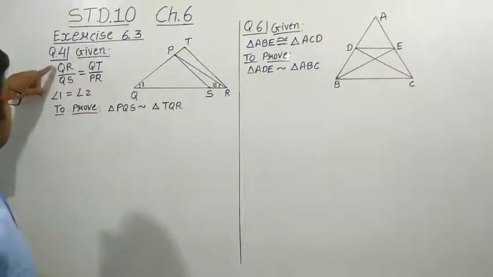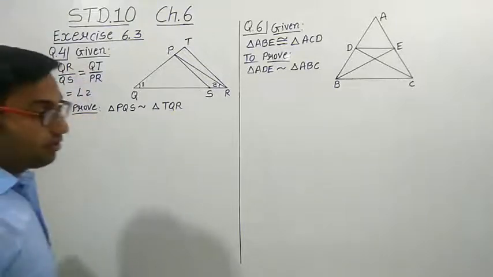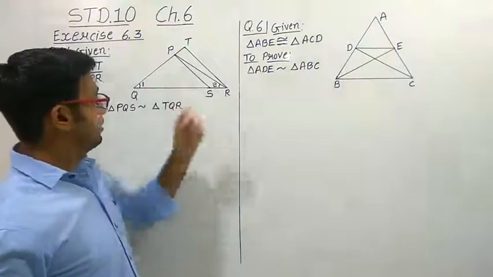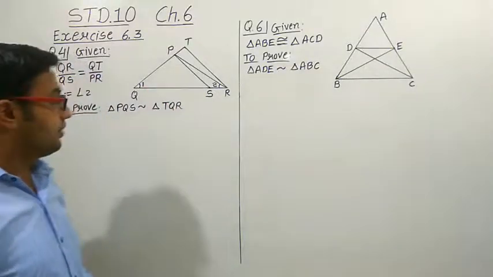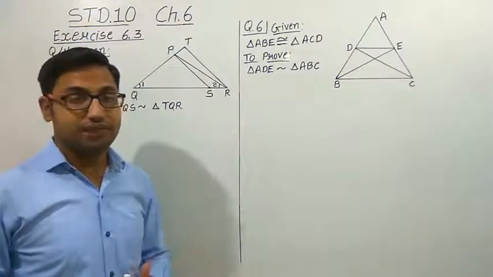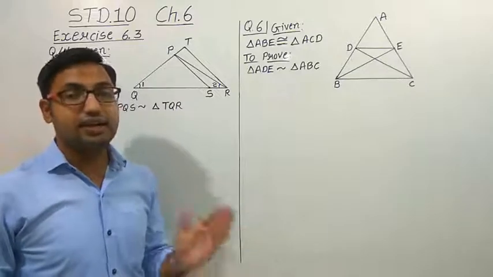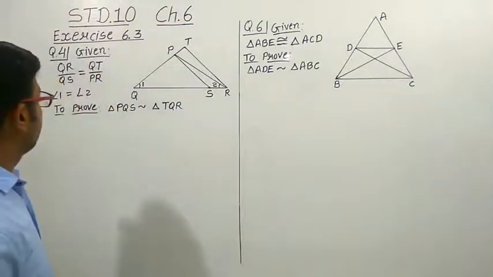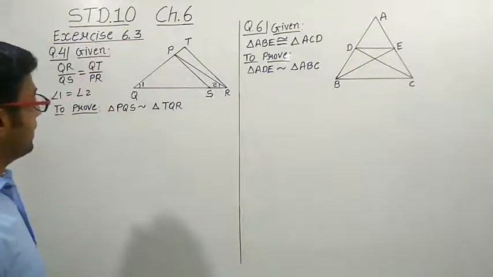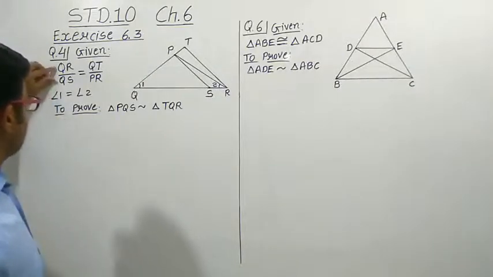The conditions given are QR upon QS is equal to QT upon PR, and angle 1 and angle 2 are given as equal. So we have three criteria to prove two triangles similar: angle-angle, side-side-side, and side-angle-side. Let us see which criteria we can use here. Okay, first of all, notice this thing.